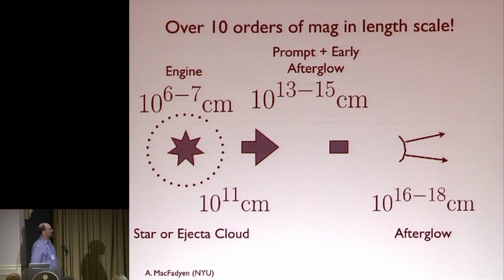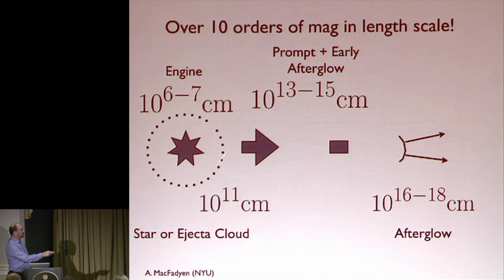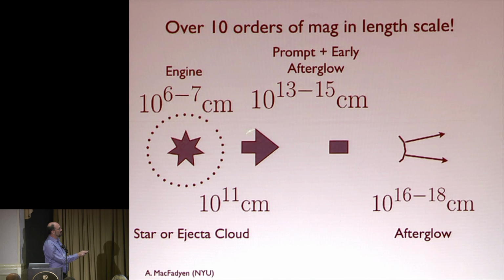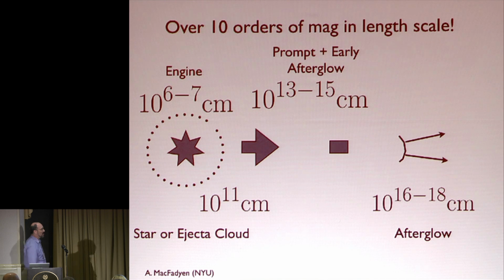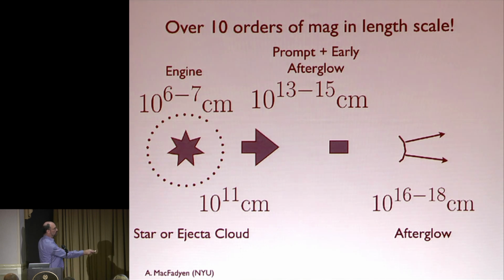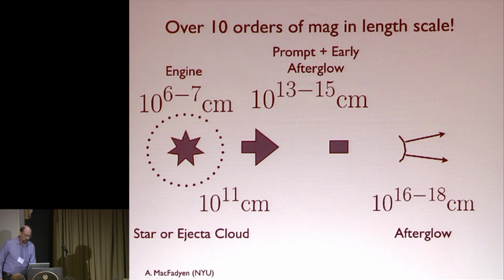So the basic story, just to give a cartoon picture, is that we have many orders of magnitude in length scale to understand. From the central engine, which can be a star, or the ejecta cloud around a merging binary system, it produces some sort of relativistic beamed outflow, which eventually decelerates by driving a shock wave into the ISM, which radiates synchrotron emission, which we observe. So there are many interesting components to this puzzle.